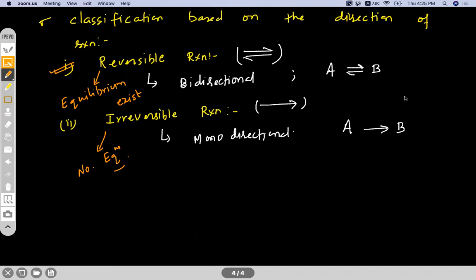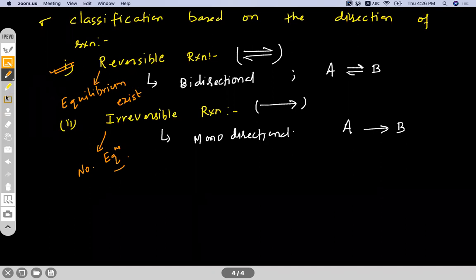Understood? So why reversible? Why does an equilibrium condition exist only in a reversible reaction? Because for equilibrium, what do we need? Two opposing factors. Correct. So here you see A is going into B, but B is also going into A. So these are the opposing factors we have. Here we don't have such a factor, right? That's why equilibrium is possible only in a reversible reaction.